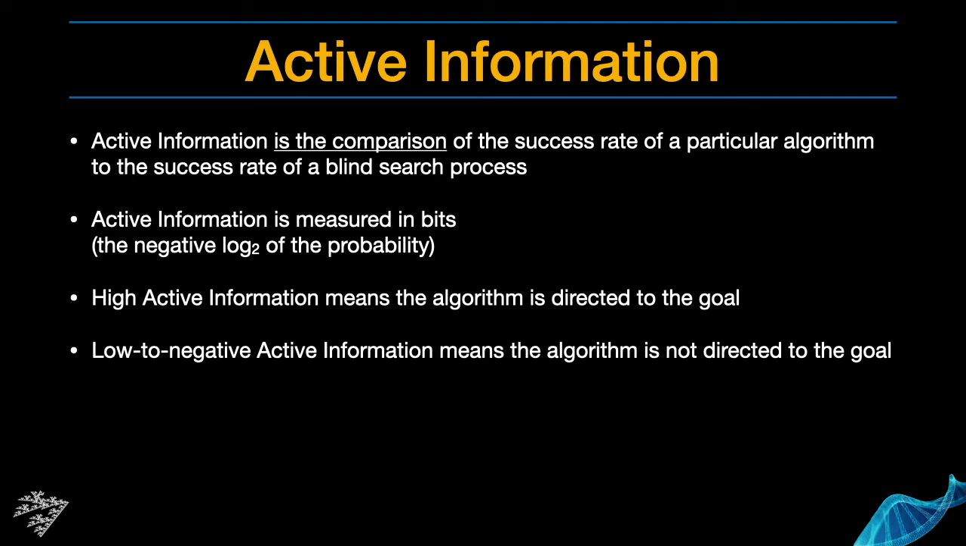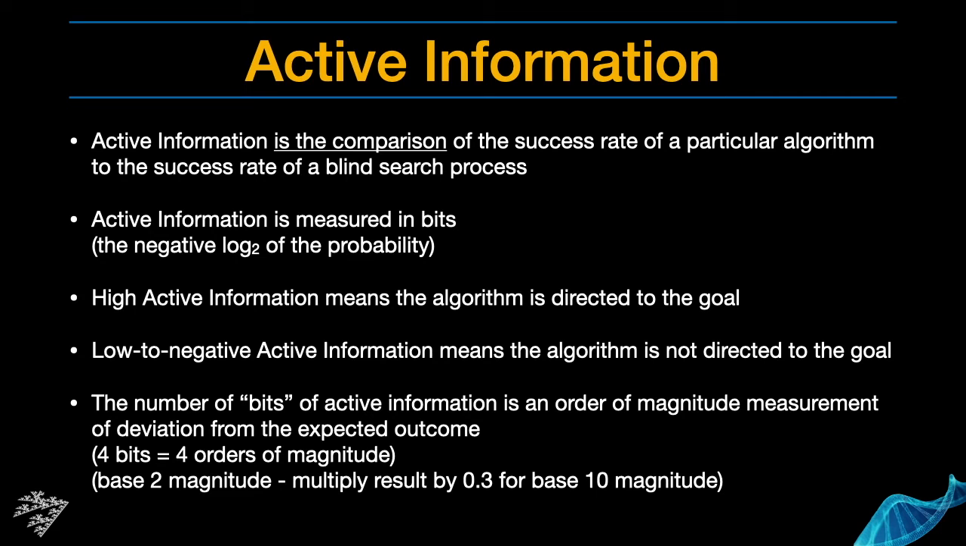Okay, so active information can be negative, and if it's negative active information, it means your search process is actually worse than a random search. Because remember, the random search gives you average expectation. Okay, so it could be more than that, and it could be less than that. And so we're going to come up with a number that's in bits.